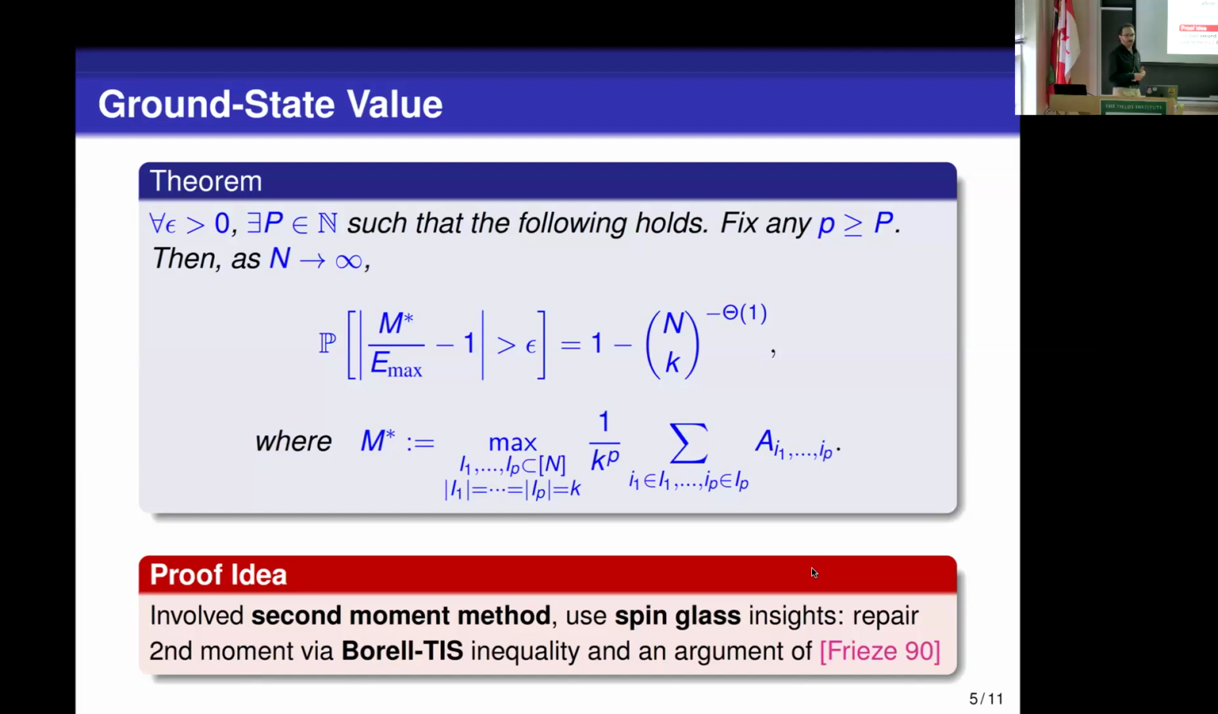The proof is a rather involved second moment argument. Basically, the second moment itself doesn't pin down this value. It gives you something with an exponentially small probability, if you're familiar with how the second moment method is used. So we basically repair this by using some insights from spin glasses, which are very recent insights. What do I mean? Basically, this M star, we interpret as a supremum of a certain Gaussian process, which has concentration thanks to the Borell-TIS inequality. And there's an argument of Frieze in the random graph literature using these two ingredients, with which you can actually repair the second moment. So we'll see if I have time to tell you about this at the end.